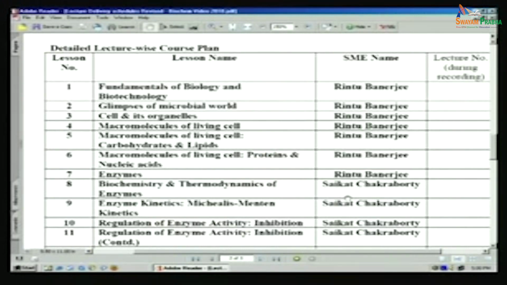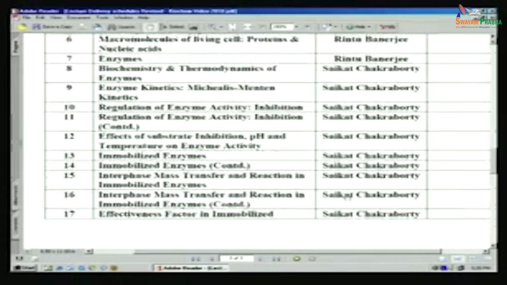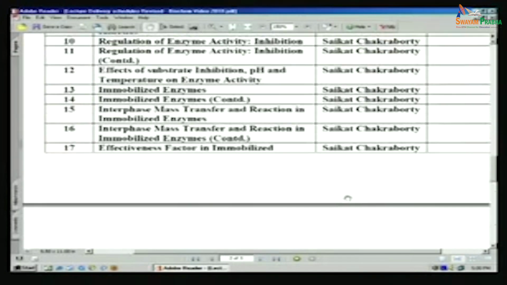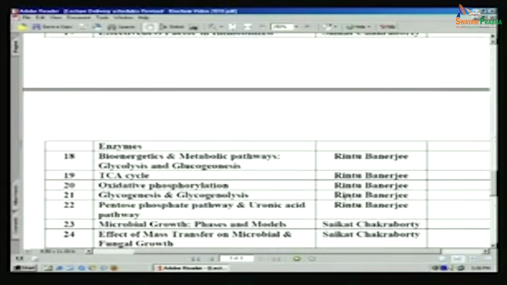I'm not sure if you have studied. Have you been taught that in reaction engineering? Probably not. Okay, so we'll go into the details of it a little more, and simultaneous diffusion and reaction and all these things. Then I'll go over to microbial growth.